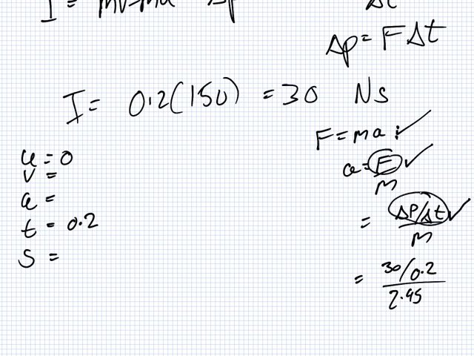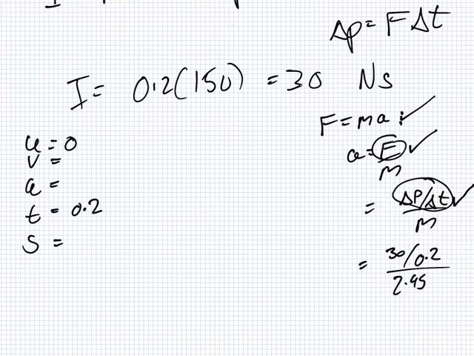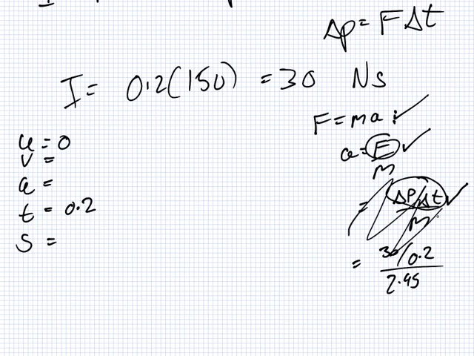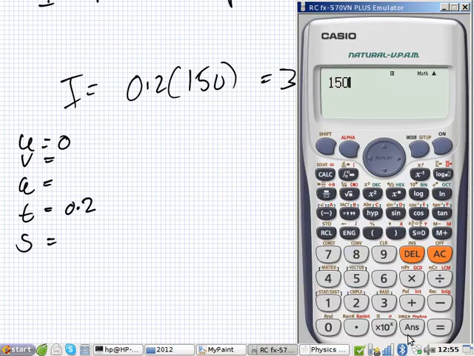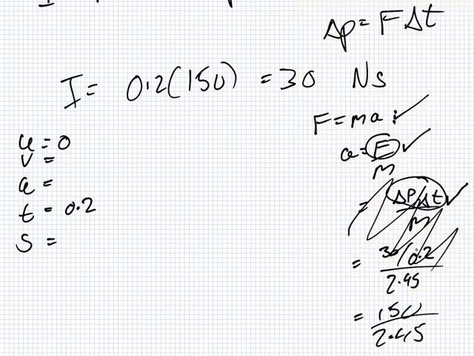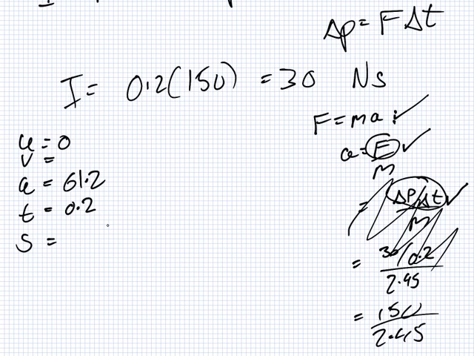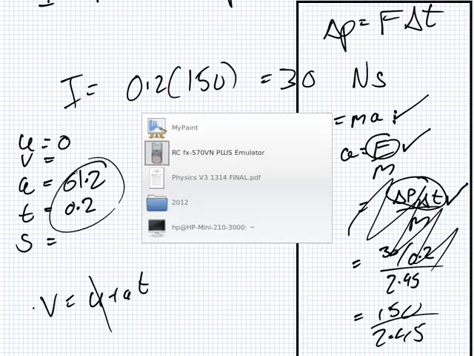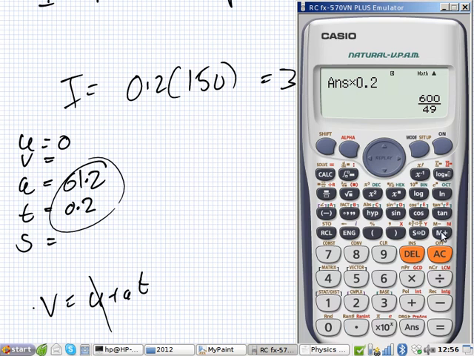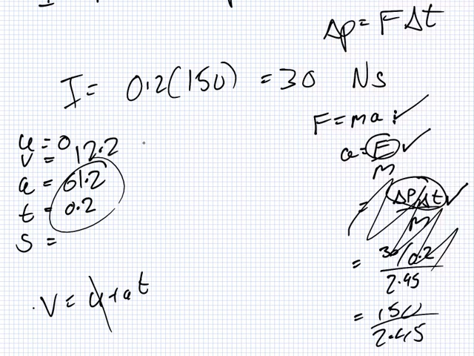Oh yeah, I forgot I had it. Thanks for reminding me. So I could have just said 150 over 2.45. So 150 over 2.45 is 61.2. Much bigger. Yeah, but there's a very small time. So, what can give us the V? V equals U plus AT. The U is 0, so it's just A multiplied by T. So, this multiplied by T. And the answer is 12.2 meters per second.